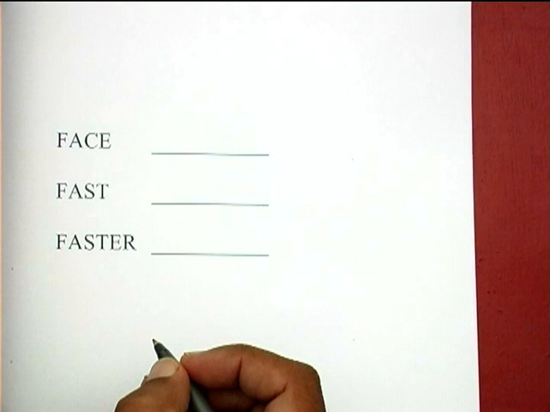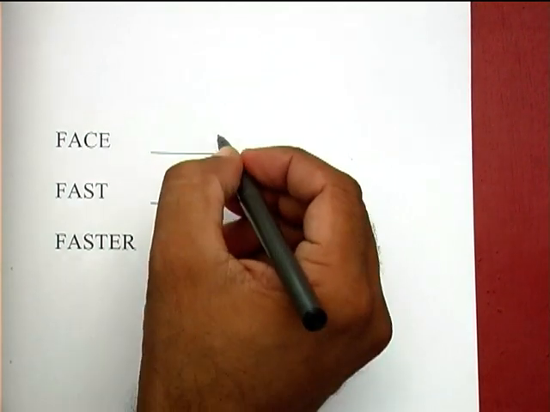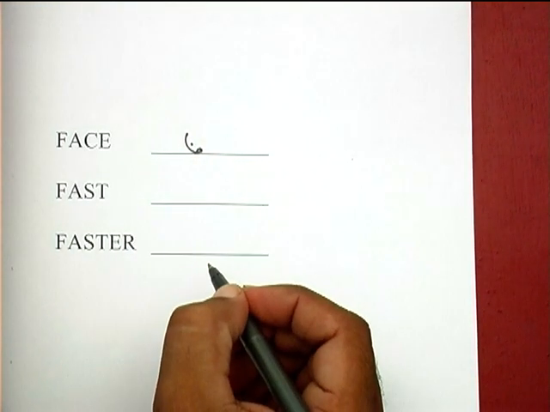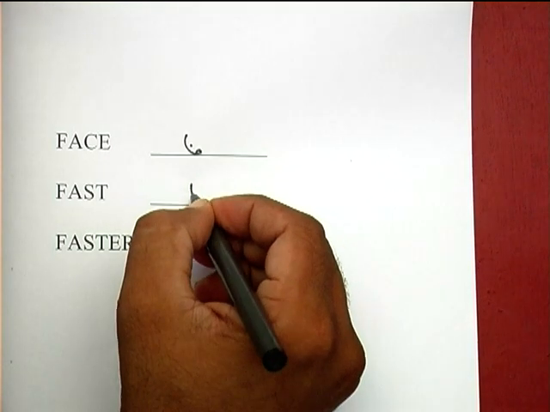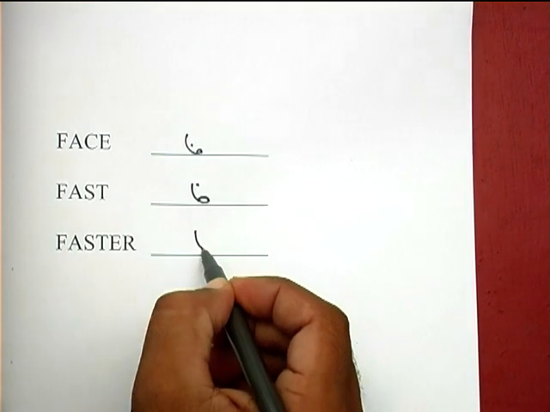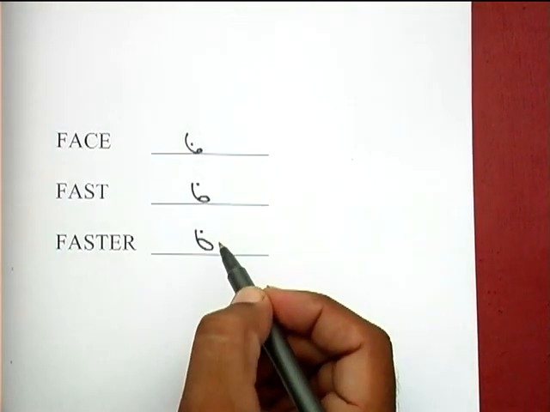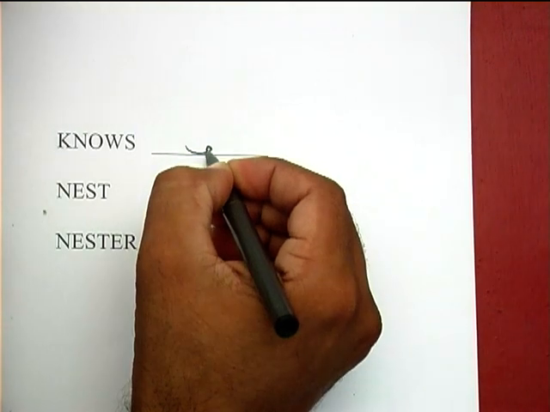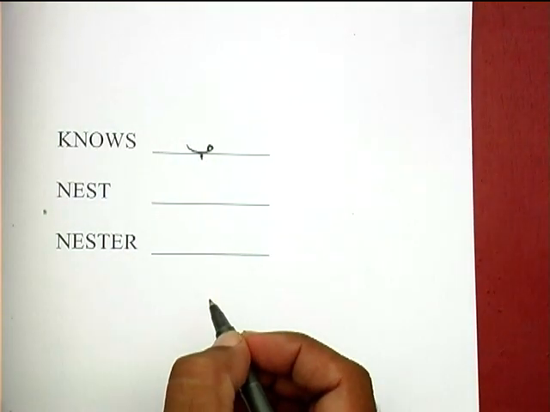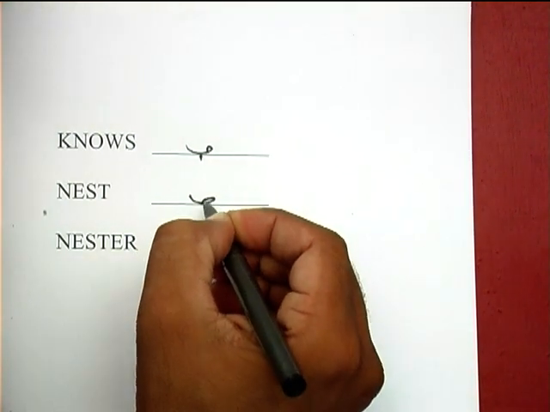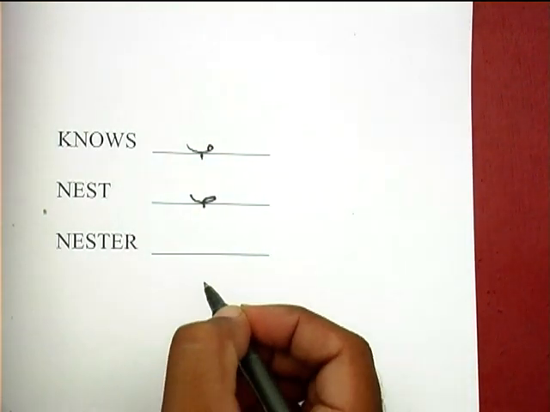The loops, when attached to any curved stroke, should always be written inside the curved strokes. For example, face, fast, faster, nose, nest, nester.